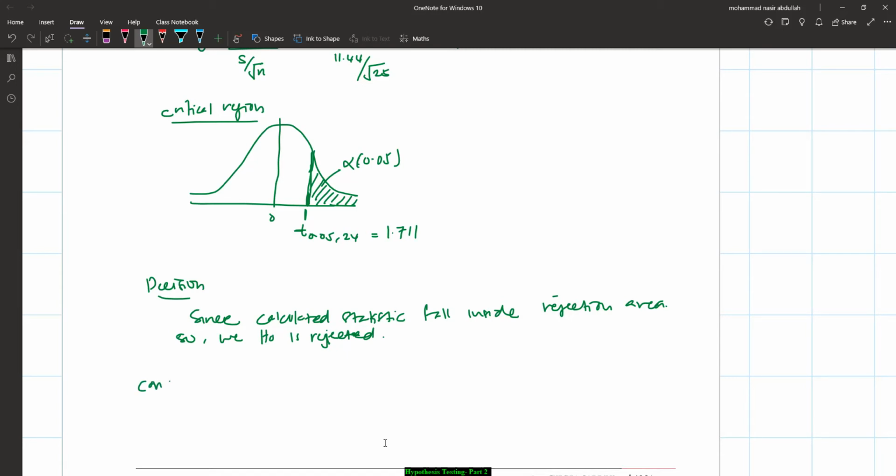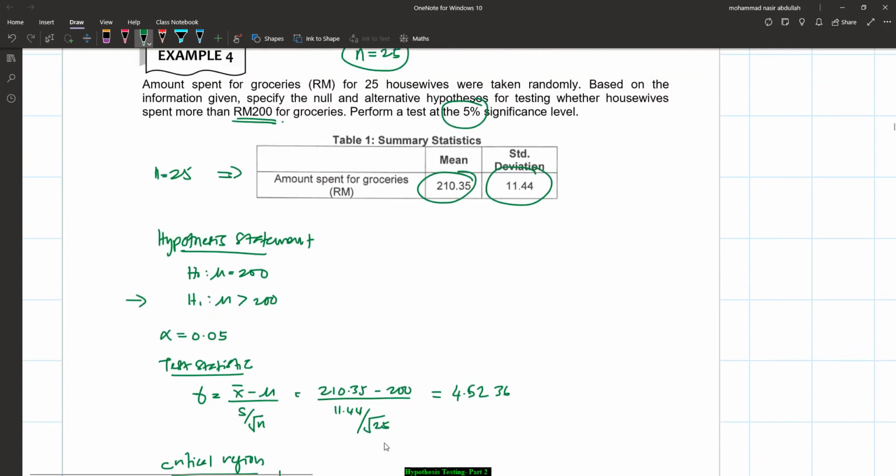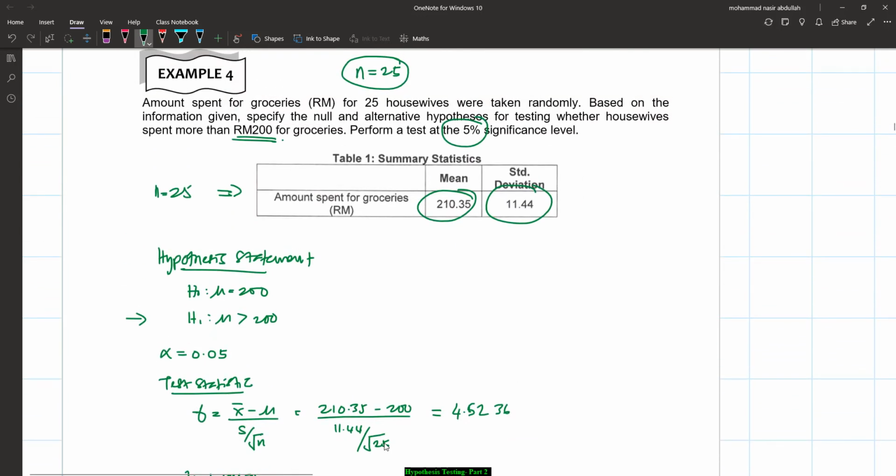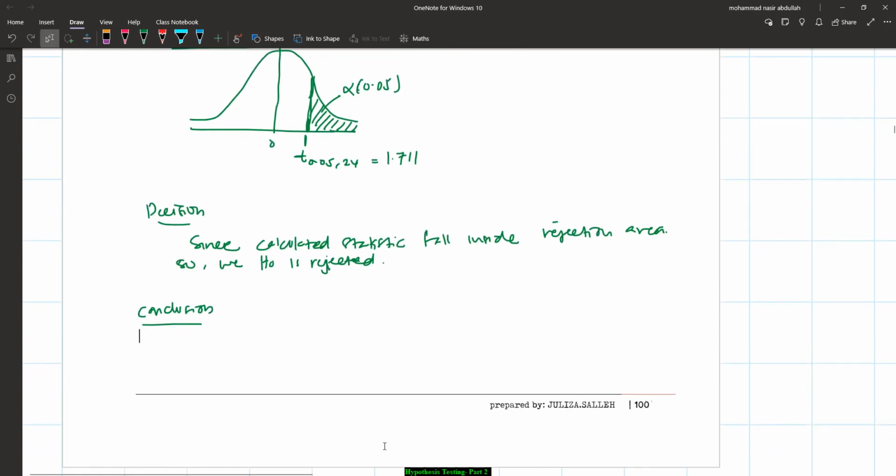So the conclusion is, we have enough evidence to conclude that the housewives spend more than 200 ringgit for groceries. We have enough evidence to conclude that housewives spend more than 200 ringgit for groceries. Right, so that is a conclusion that can be made. Okay.